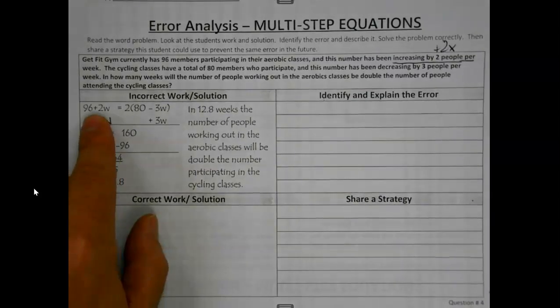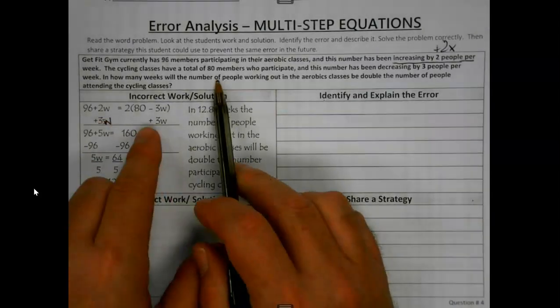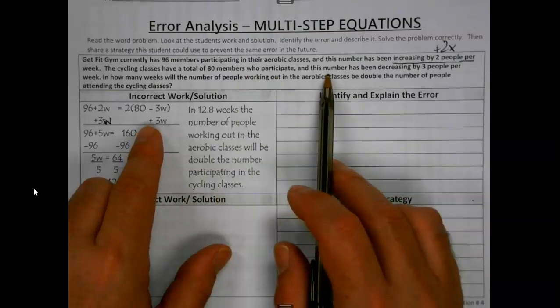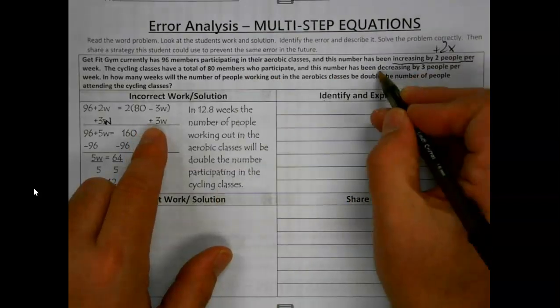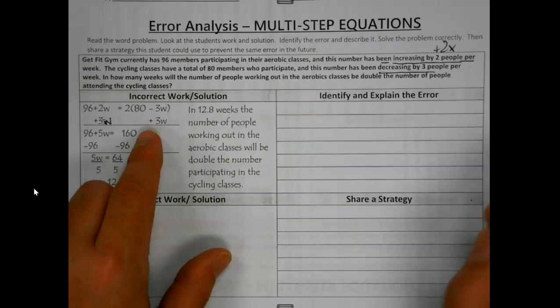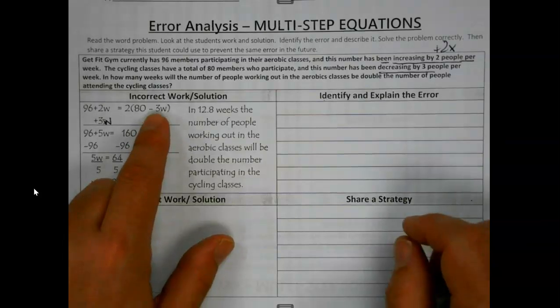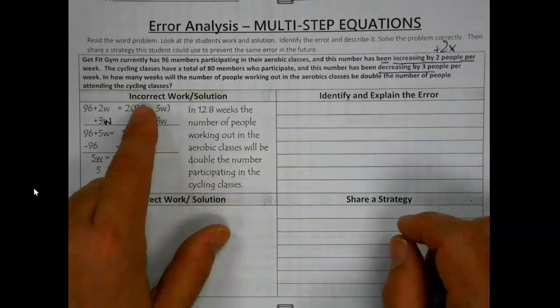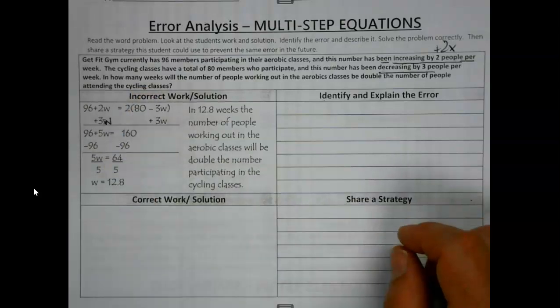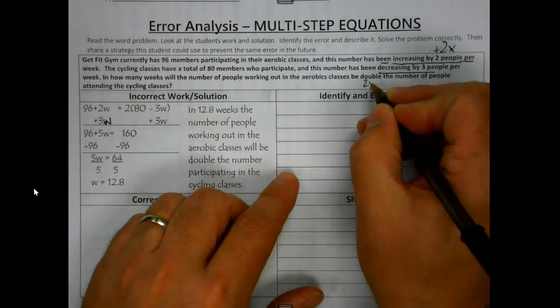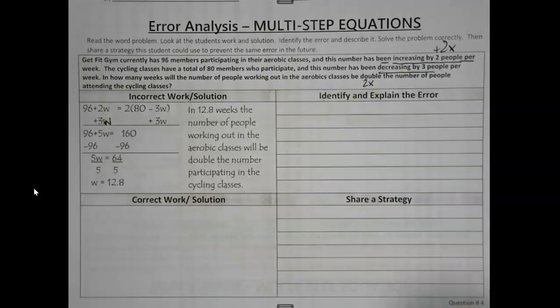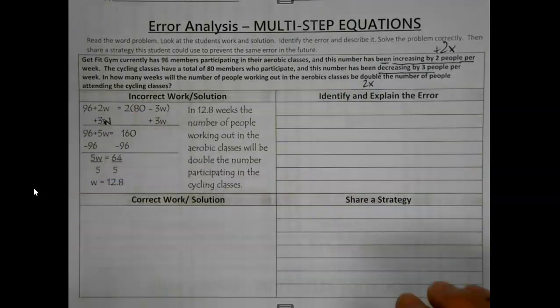So that seems reasonable. The cycling class has a total of 80 members who participate, and this number has been decreasing, going down by 3 people per week. Okay? And how many weeks will the number of people working on aerobics be double, 2 times as much? That's where the 2 is coming from. The number of people attending the cycling class. So it looks like this part is good.